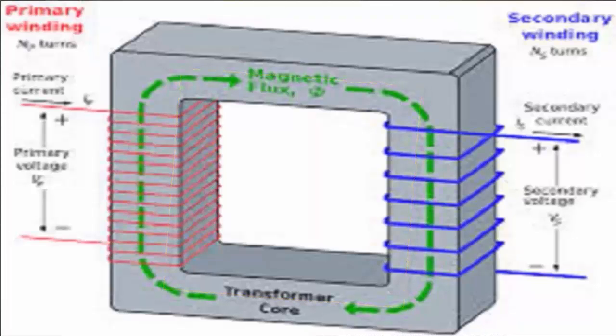As I told you, windings and core are the basic parts. Except for these, the transformer has some other parts that will be discussed later.